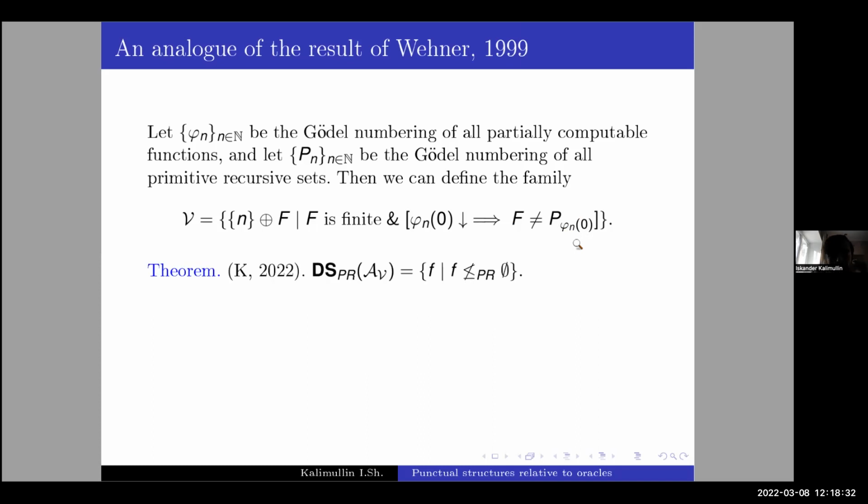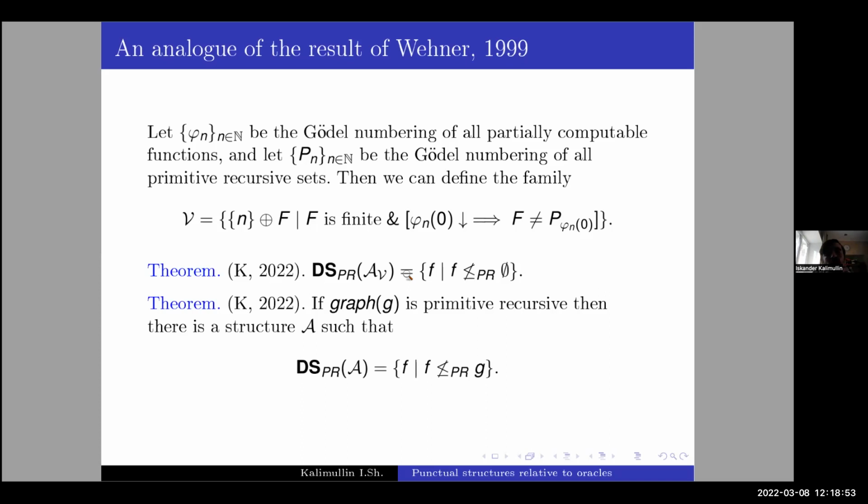And for this family, we can code this family into a structure as was described just above. And this gives a possibility to get this punctual degree spectrum. Relativizing this result, we can relativize it to every computable function with primitive recursive graph. So even such examples of complements of lower cones are possible as a punctual degree spectrum.